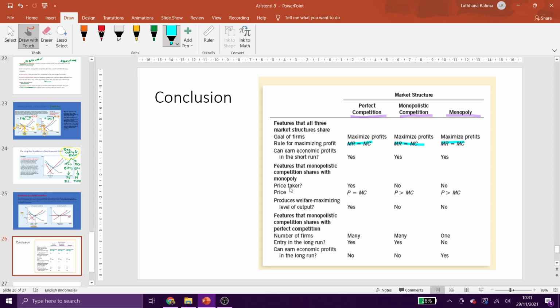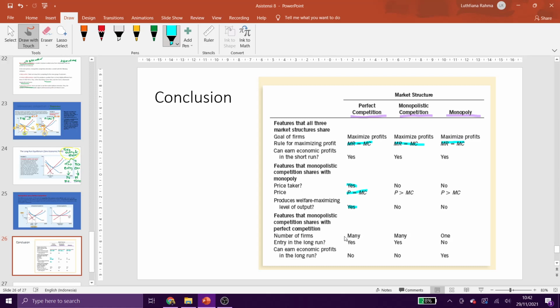But if we talk about a price taker, who is the price taker? The price taker is only the firms in perfect competition. If the firm is a price taker, then the price will equal MC. Otherwise, it is not. And if the price equals marginal cost, then it will maximize welfare. The level of output will maximize the welfare of society.